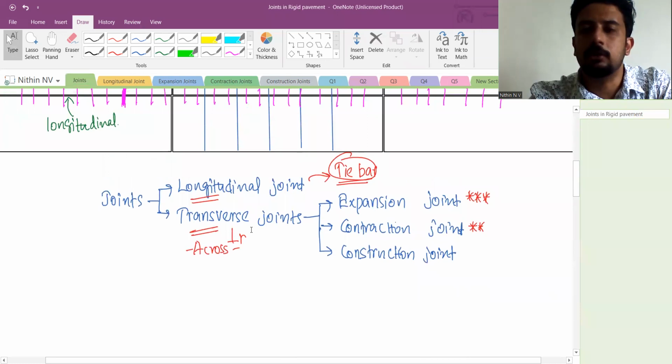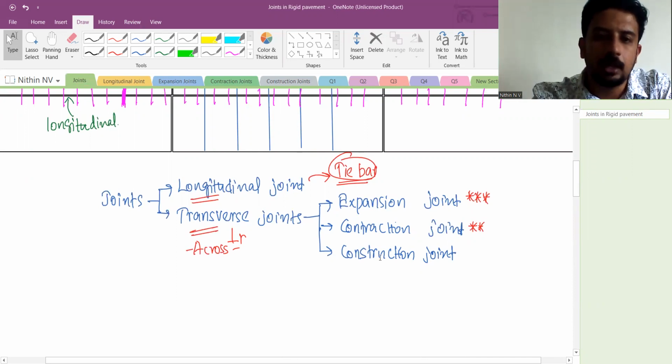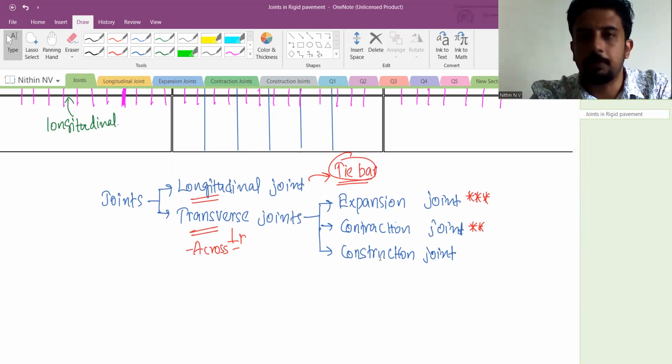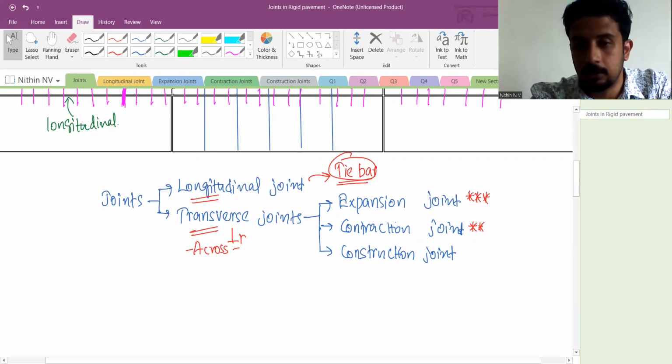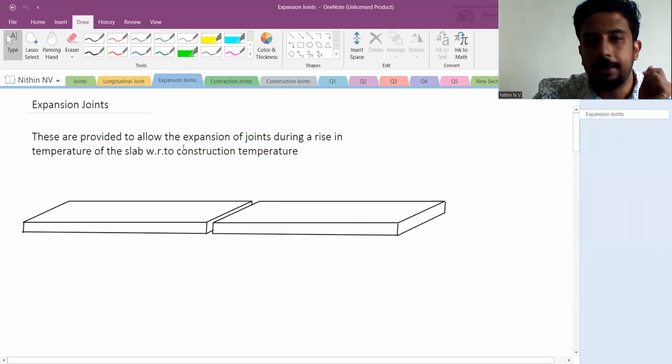The second type of joint is the transverse joint. 3 different joints are there under this transverse joint, or 3 different discontinuities or gaps in the perpendicular direction to the traffic, which are expansion, contraction, construction. So let's talk about expansion joint first, which is the most important thing. This is called an expansion joint.